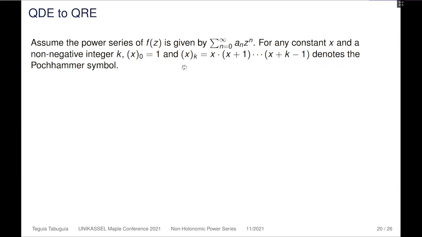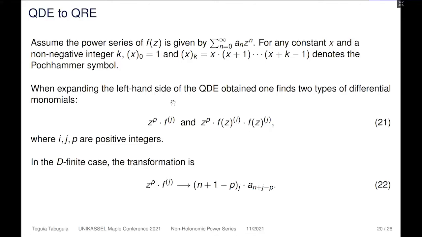We also recall the definition of the Pochhammer symbols given here, which will be used to write the rewrite rule to define the rewrite rule to go from the differential equation to the recurrence equation. When expanding the left-hand side of the quadratic differential equation obtained, one finds two types of differential monomials: the definite case and, let's say, the delta-finite case.